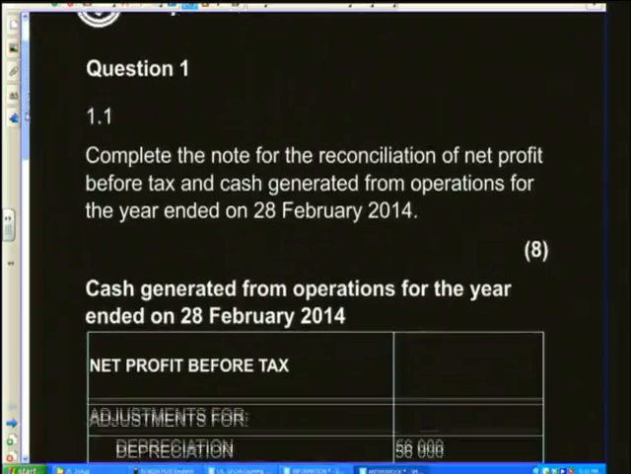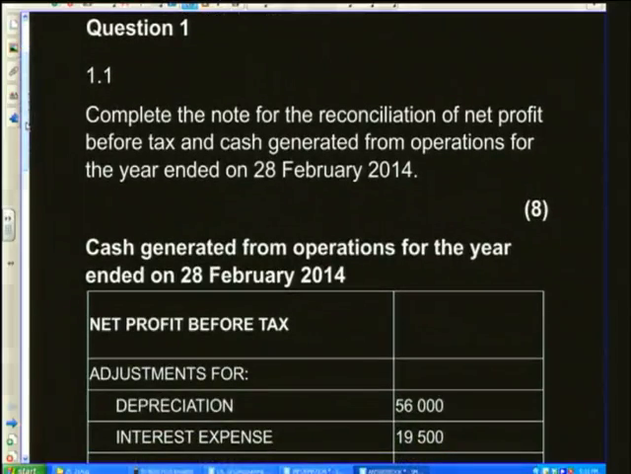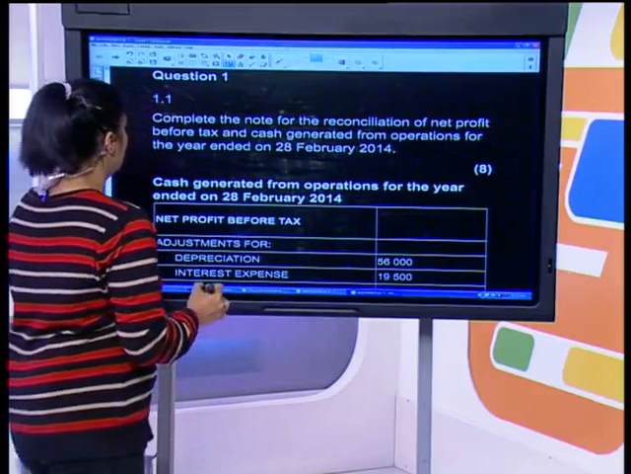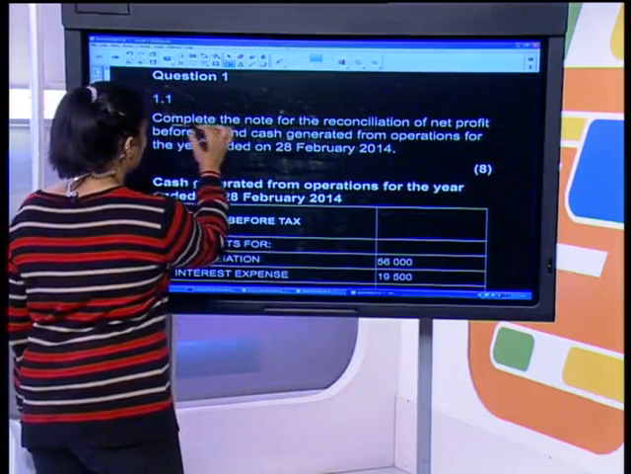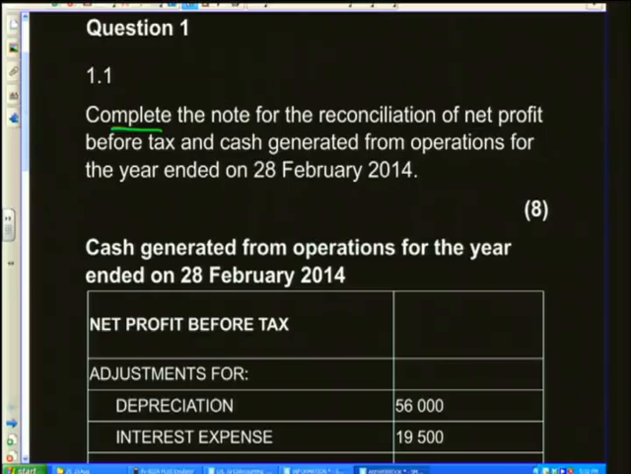Okay, right. So in terms of this question, remember guys, we're now moving on to a different company. In this question, we're required to complete the note for the reconciliation of net profit before tax and cash generated from operations for the year ended 28th of Feb 2014.